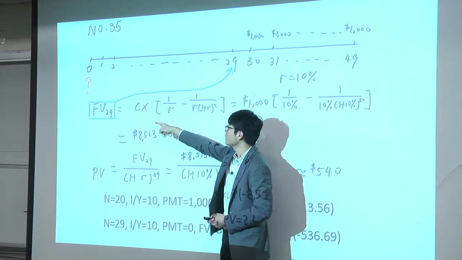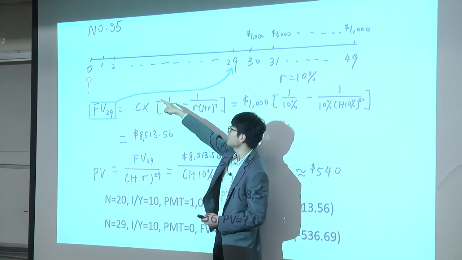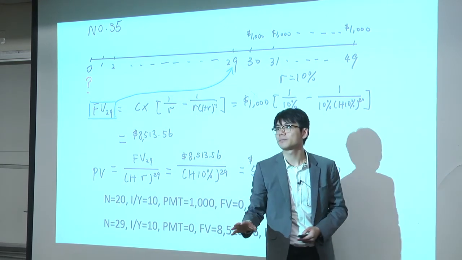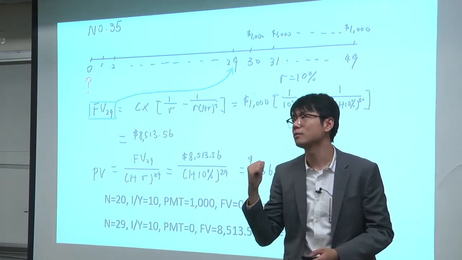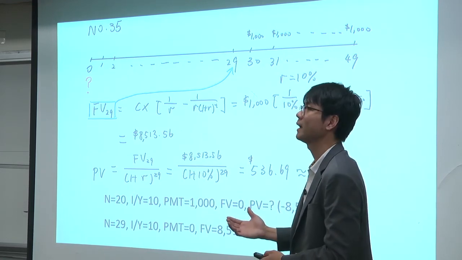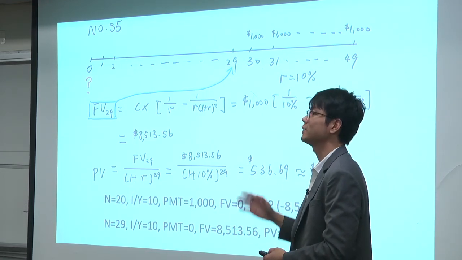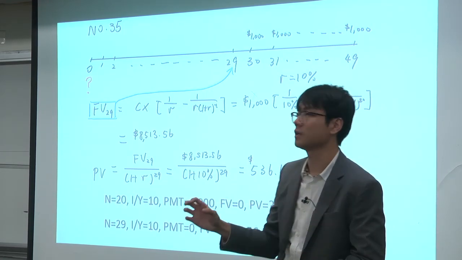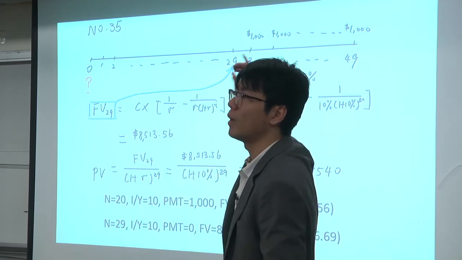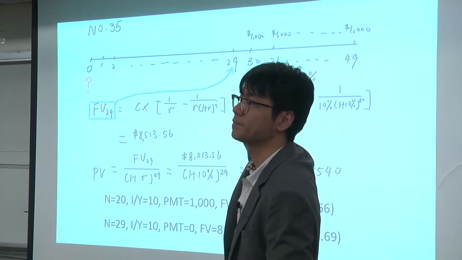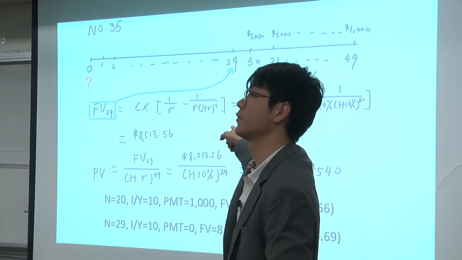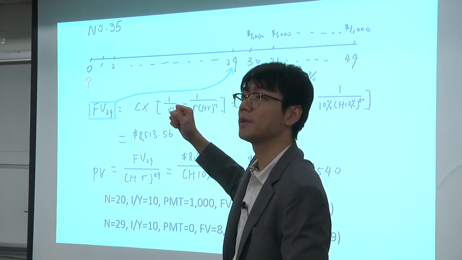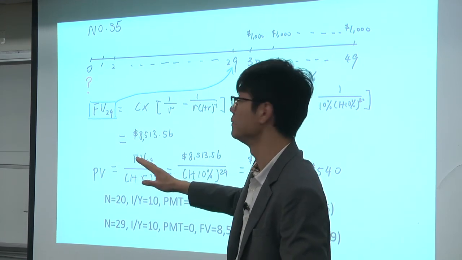This value you calculate does not stand at present automatically. It stands at the 29th year. But how do we know it's the 29th? You don't have to know it's the 29th. You only have to know it's always 1 year before the first payment. When is the first payment? 30th. What's 1 year before the first payment? 29. That's the general rule.